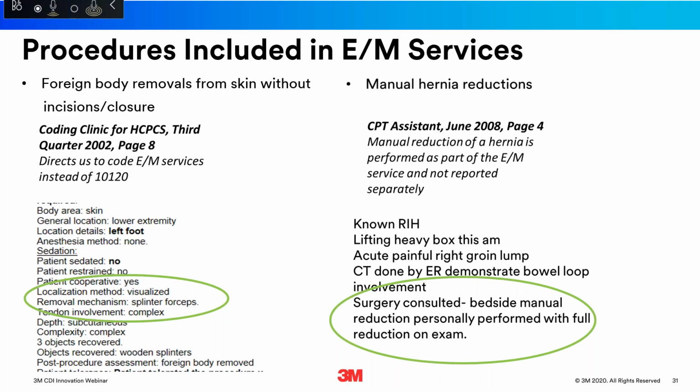And this is an example of one of those templates that drive you crazy. Complexity, complex. Tendon involvement, complex. So they're barking complex all over the place, but this isn't any complex procedure. And then on the right, manual hernia reductions. You have a CPT assistant there again that tells you it's not reported with a procedure. You have to include it in your E&M. In this particular case, surgery was consulted and came to the bedside to do the manual reduction. So if you don't include that in your E&M service, you're leaving money on the table there.